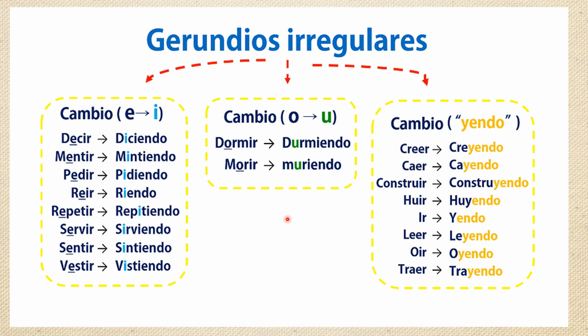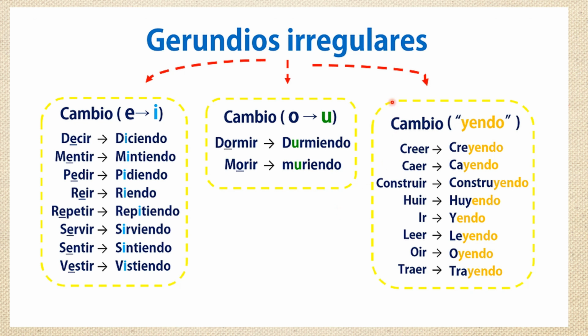The second stem changing category is where O is changing to U. The first verb is dormir and it is durmiendo. The second verb is morir which becomes muriendo.